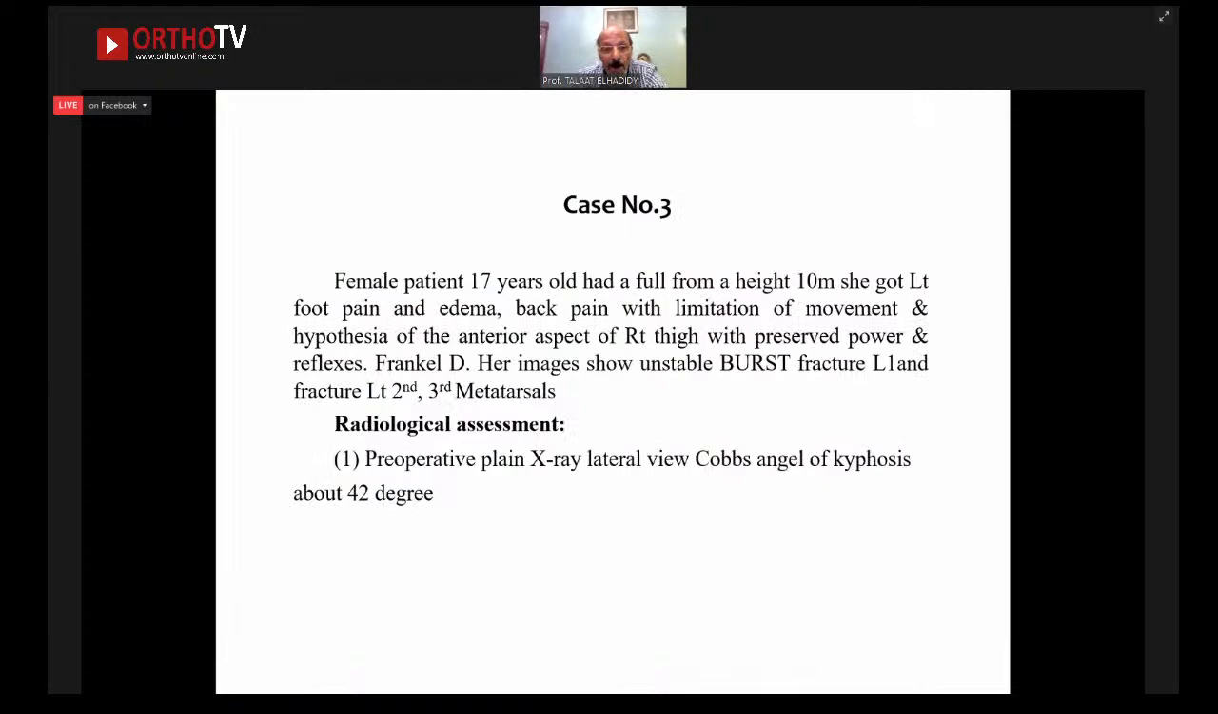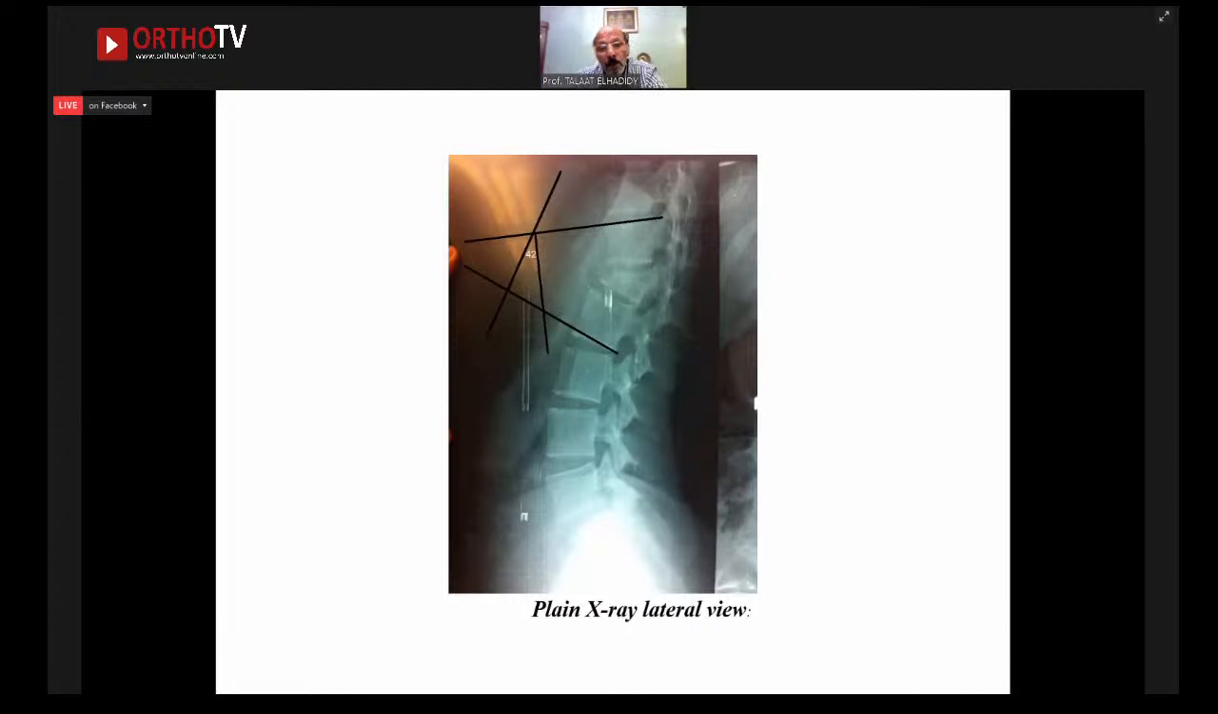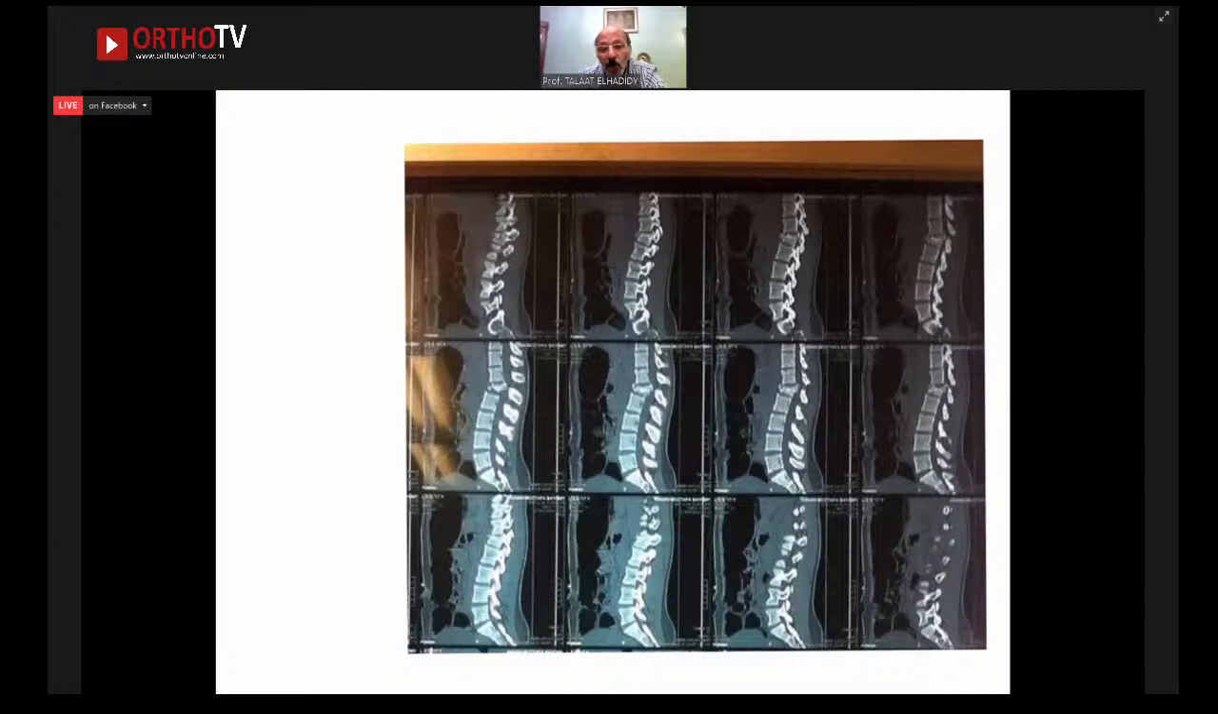Case three, 17-year-old boy fell from a height. The pre-op X-ray and the angle was 42. Encroachment in the canal, almost total obliteration here in this cut.